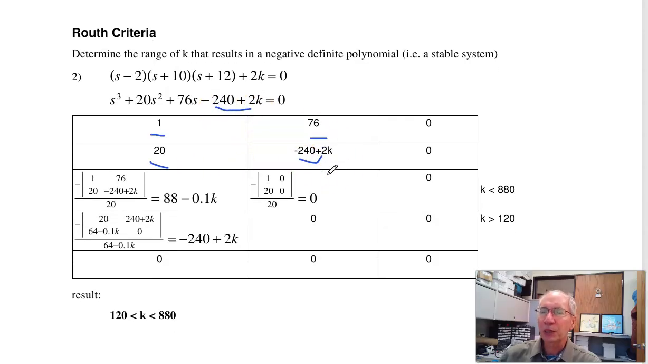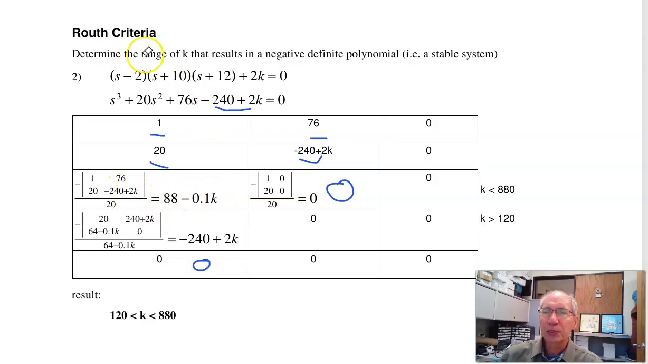The second term, fourth term are these together. Now set up the Routh table. What I would do is start with the easy terms. When I have 2 zeros to the right, this term is 0. When I have 1 zero down here, this term comes straight over. The only one you have to work for is this guy. That one right there is minus the determinant of 120, 76, minus 240 over 2k over 20. Grind it out, you get 88 minus 0.1k.